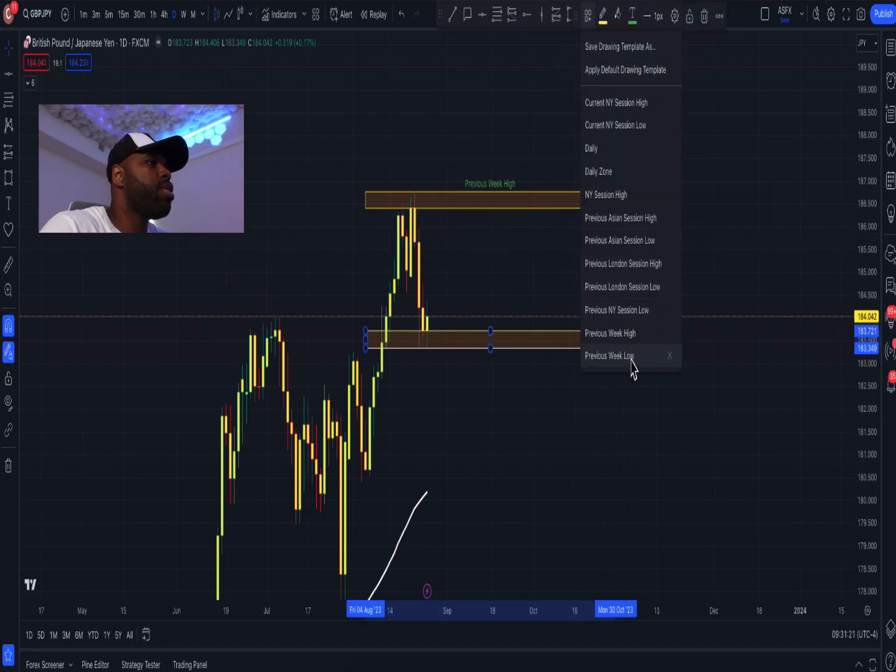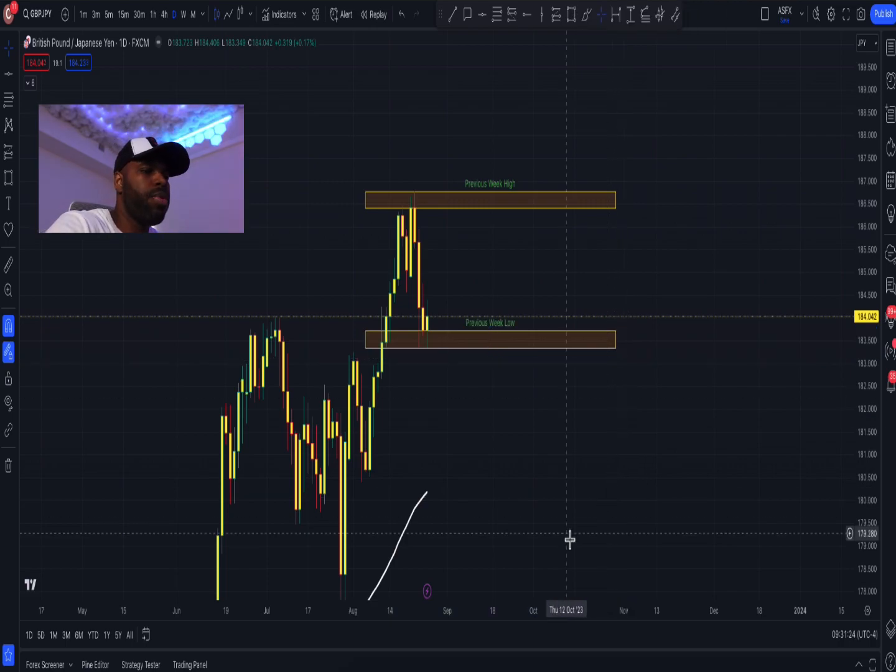Now we want to go back. I'm going to go to my template. I'm going to name it the previous weekly low. So there you go.